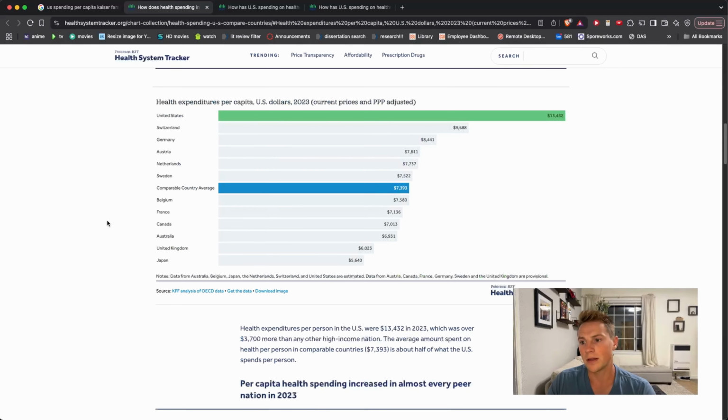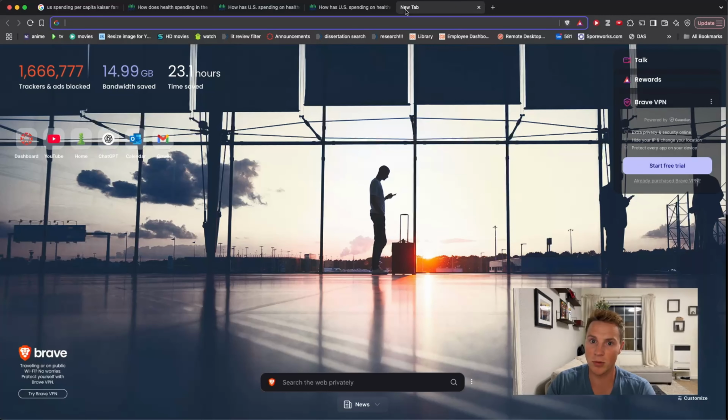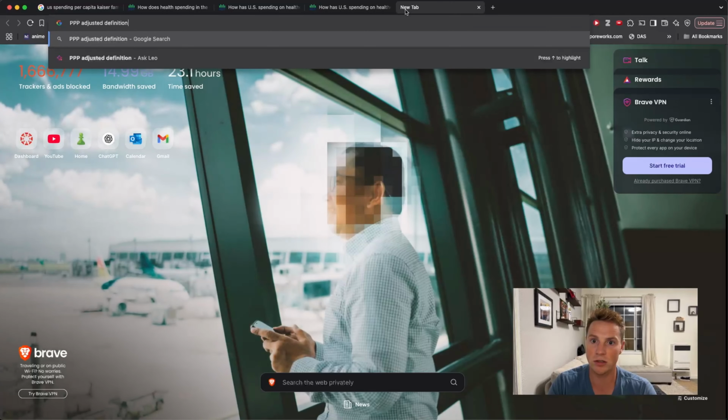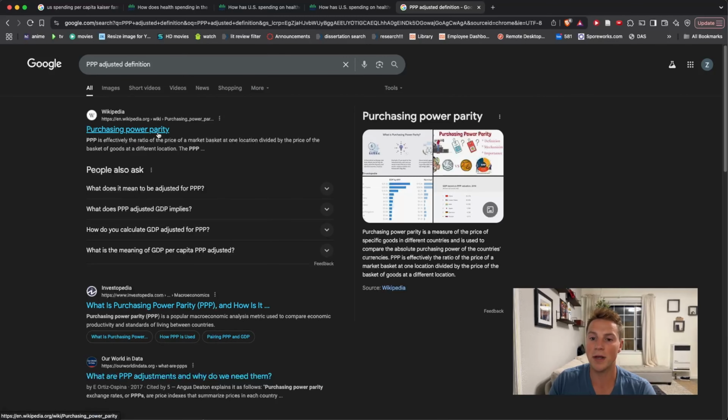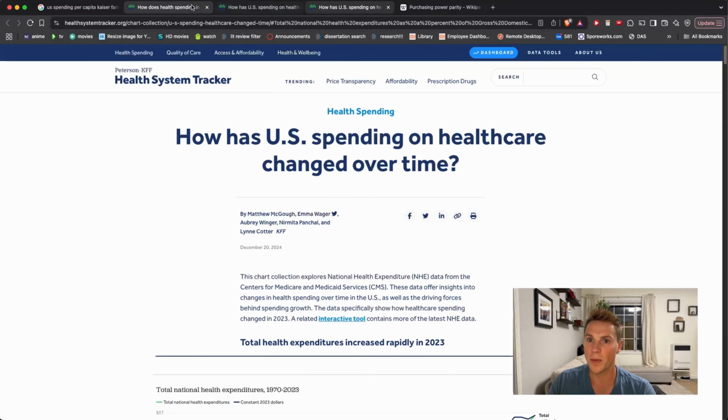Okay, let's keep going. Here it is. Okay, so health expenditure per capita, US dollars 2023, current prices and PPP adjusted. Let's just make sure that PPP is per person per year. PPP adjusted definition. Purchasing power parity. I don't know what that is actually. A measure of the price of specific goods in different countries and is used to compare the absolute purchasing power of countries' currencies. Okay, that's quite interesting. Let's go back to that chart.